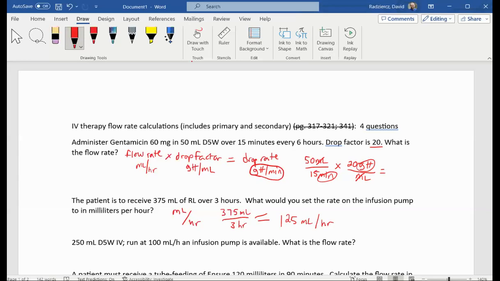Which gives me 1,000. And then I'm going to divide by 15, and I'm going to get 66.666666. Remember, I can't give somebody a partial drop, so I'm just going to round it to the nearest whole drop. And then I'll double check, because I think some of you already wrote the answers. But this would be 67 drops per minute.